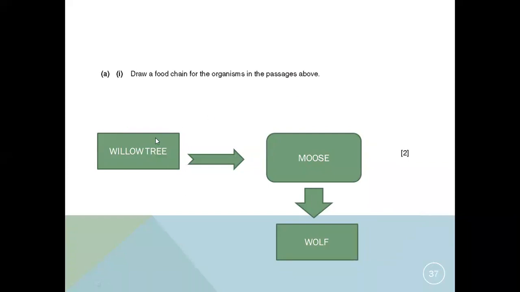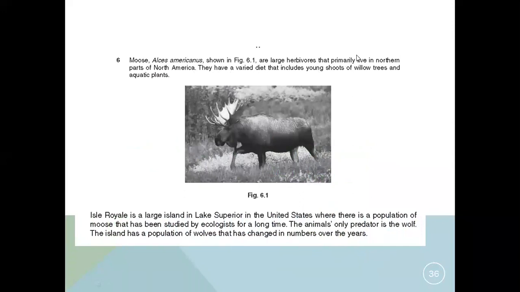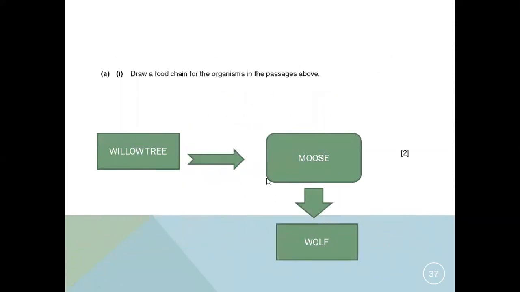Now, the question says to draw a food chain for the organisms in the passage above. For the food chain, I told you already that the willow tree is a producer. It does photosynthesis, and it is eaten by the moose, right? And then for this animal, we have a predator that attacks the moose, right? So the moose is eating the willow tree, so the willow tree is the producer and the moose is the primary consumer, right? While the one that is eating the primary consumer, with us it is the wolf, right? You can see willow tree is producer, then primary consumer, and secondary consumer. It means the willow tree is eaten by the moose while the wolf eats the moose.